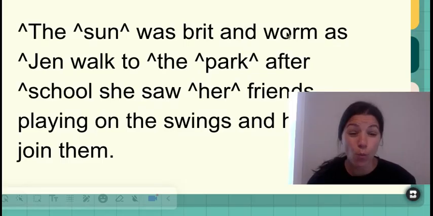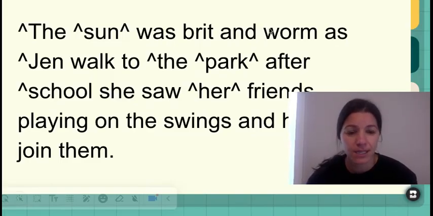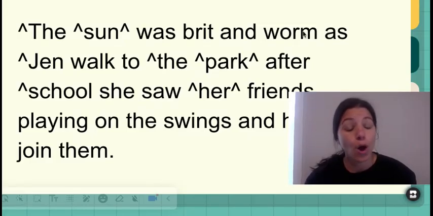And worm. They were trying to spell warm. It sounds like it could be correct. Worm is a correct word, but it doesn't make sense for this sentence. So it does not get counted as a correct word, and it does not get counted as a correct writing sequence. And the same for worm and as. It is not a correct sequence because worm does not make sense in this passage.